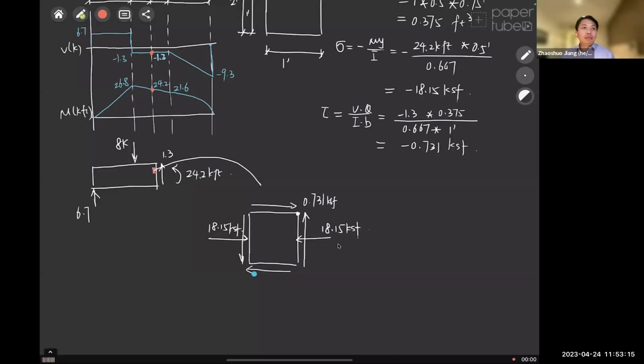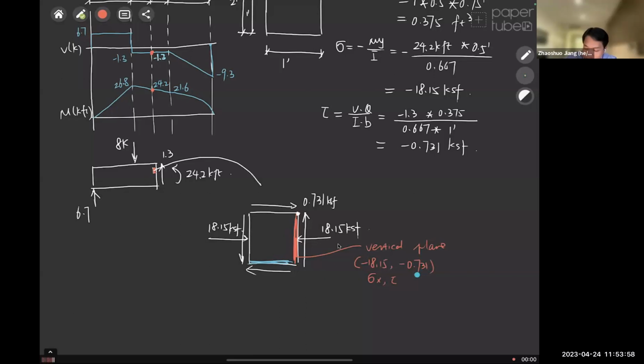Now, this is going back to what we already practiced many times. With the small cube, given all the normal stress and shear stress, how do we find the Mohr circle? What we first do is identify the vertical plane and the horizontal plane. For the vertical plane, we have the sigma x and the tau. The sigma x is negative 18.15. The tau is negative 0.731.